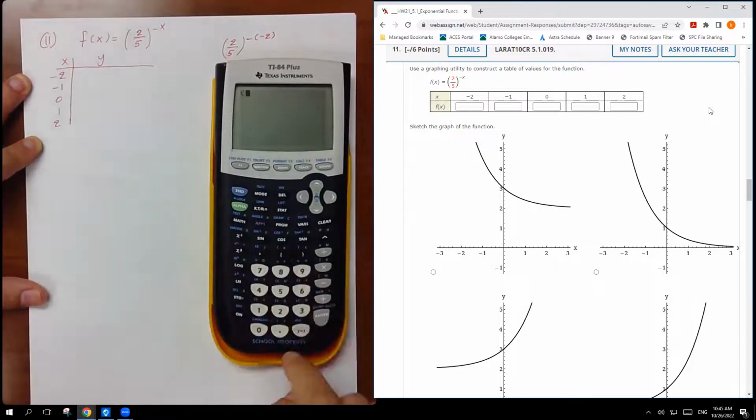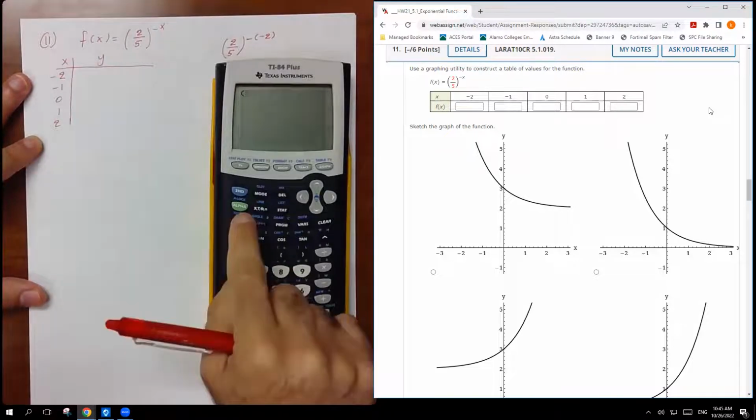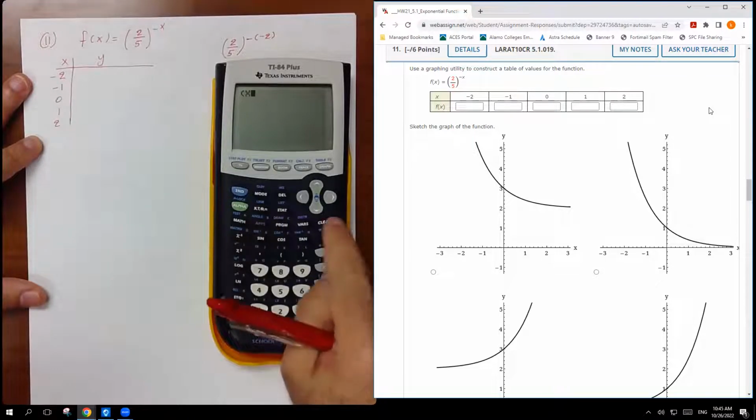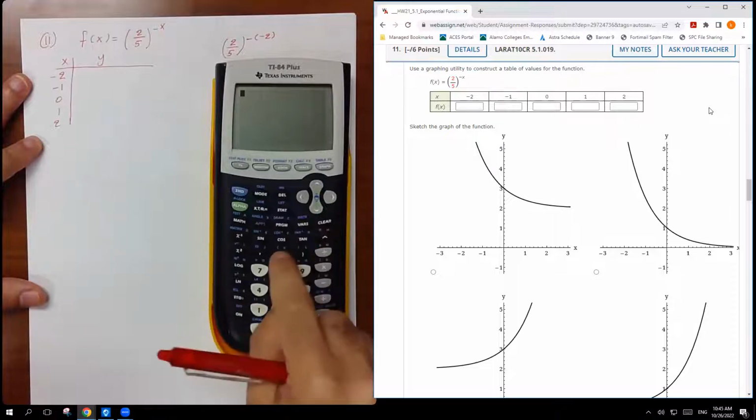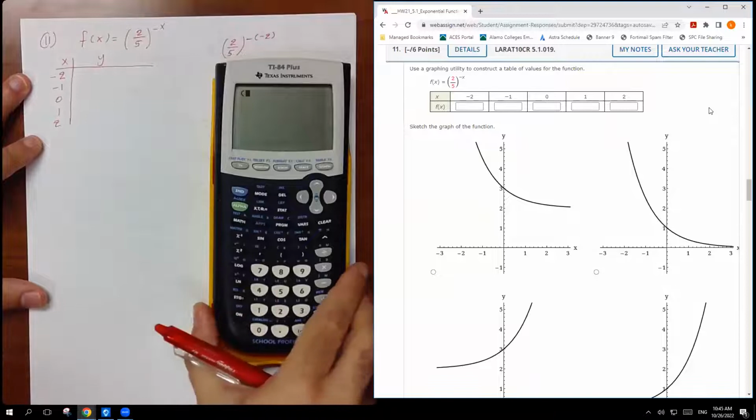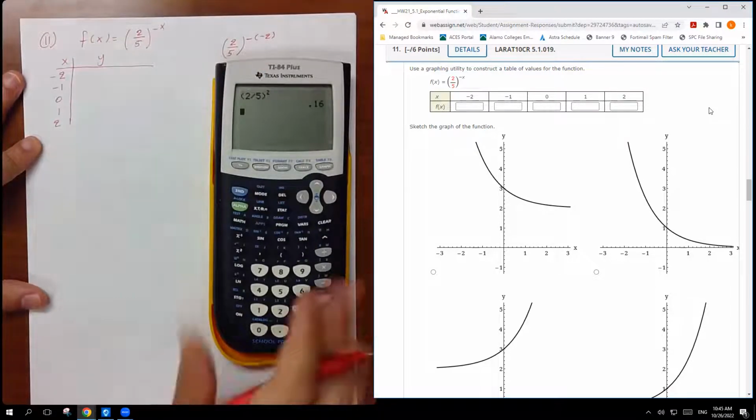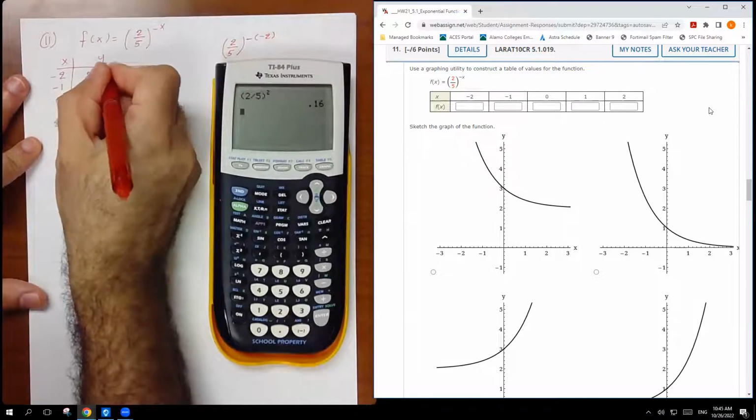I'm going to open parentheses. You can type it as a fraction, let's see. I think alpha, this one, no, you can't. Anyway, you can type it because this is a graphing calculator: 2 divided by 5. It's going to be fine. Close the parentheses. To the exponent, negative times negative is going to be positive. So it's going to be +2, and the result is going to be 0.16. So with the first one, it's going to be 0.16.